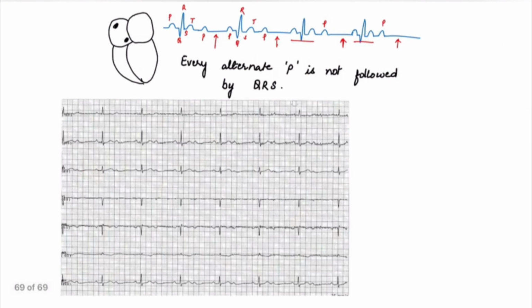Now we'll look at an ECG. In this ECG, you can see there is a P wave, a QRS and a T wave. Then the next P wave is not followed by a QRS. Again there is a P wave, QRS and a T wave. And the next P wave is not followed by a QRS. So every alternate P wave is not followed by a QRS complex. So this indicates a 2:1 type of AV block.